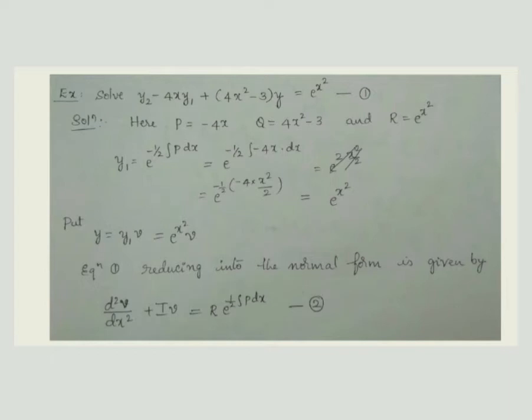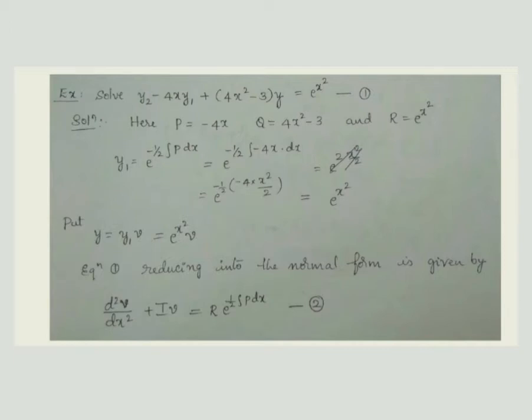Now the first step is to find y1. The formula is y1 is equal to e power minus half into integration of p into dx, and p here is minus 4x. Substituting and simplifying, e power minus half into integration of minus 4x into dx. Minus into minus is plus, and half into 4 gives 2. So we obtain e power 2 into integration of x into dx. The integration of x is x square by 2. Further simplifying, we obtain e power x square.